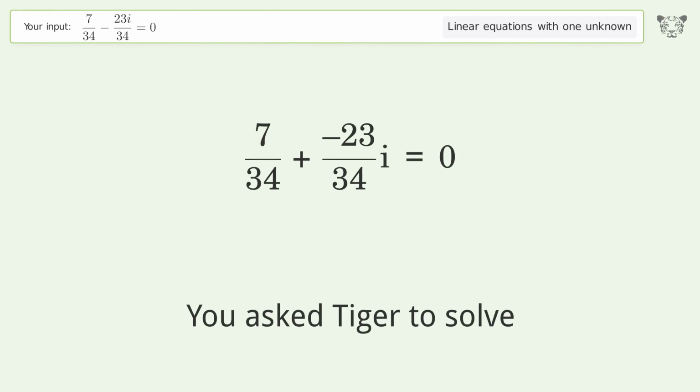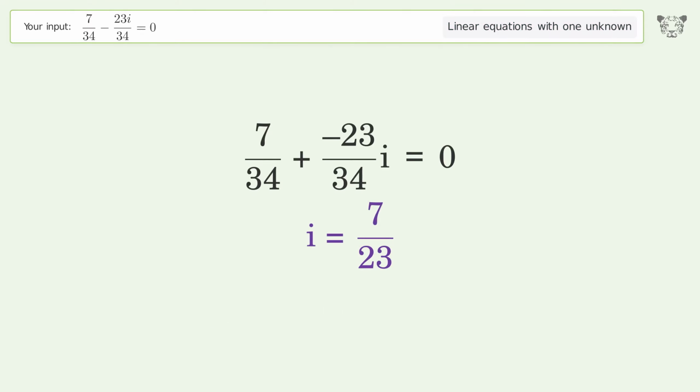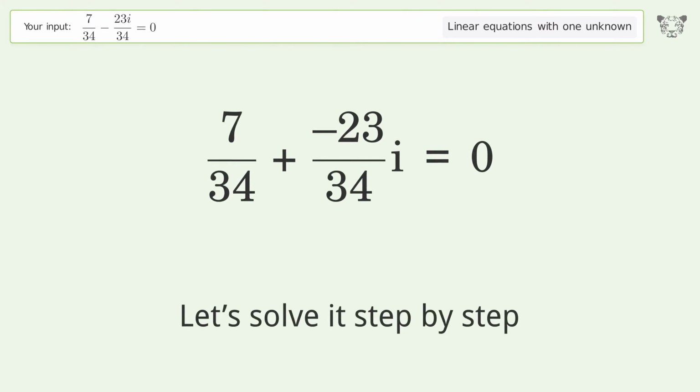You ask Tiger to solve. This deals with linear equations with one unknown. The final result is I equals 7/23. Let's solve it step by step.